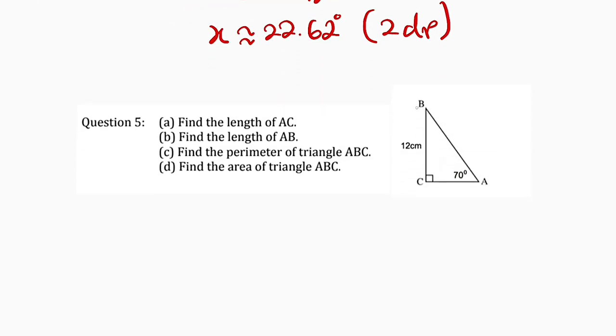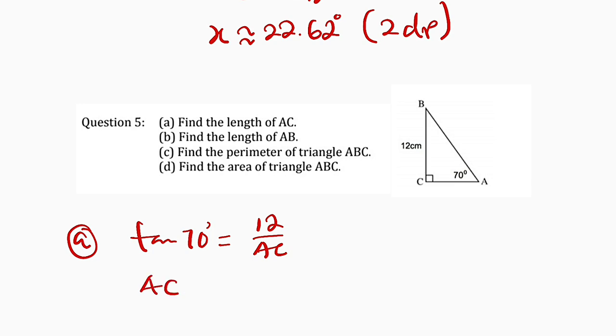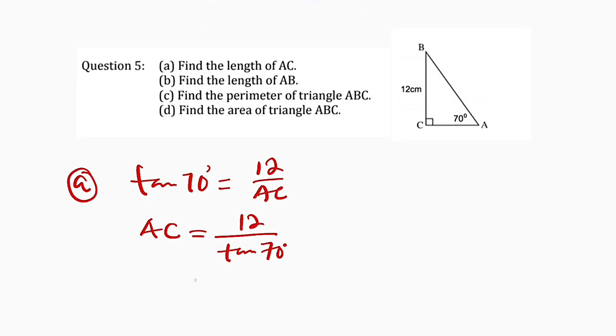Question number 5. We are given a right angle triangle right here. We are asked to find the length of AC, the length of AB, the perimeter of the triangle, and the area of the triangle. All right. Let's begin with AC. This is AC, which is adjacent to that angle 70 degrees. Since we have the opposite side, we are going to use the tan ratio. So tangent of 70 degrees is equal to opposite divided by the adjacent, which is AC. Therefore, AC is equal to 12 divided by tangent of 70 degrees, and this is approximately 4.37 centimeters.